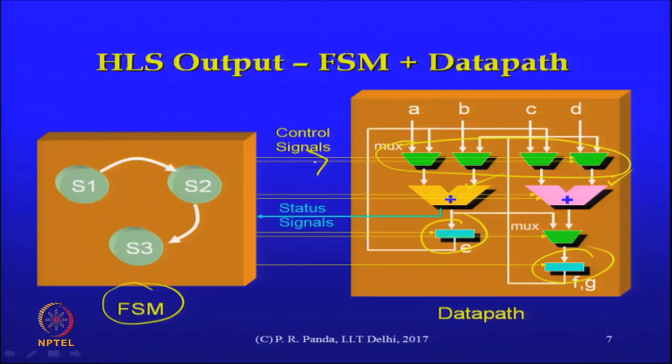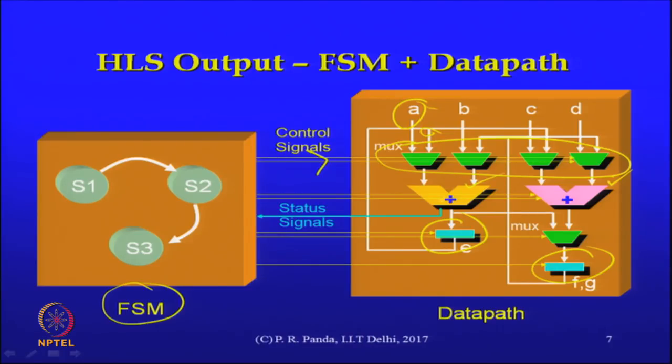What is their job? Their job would be, if they are going into the muxes, these are the select input of the muxes that they are going into, they would tell us whether this operand should be passed into the adder or the other operand should be passed into the adder. So, such control goes from the FSM into the data path.